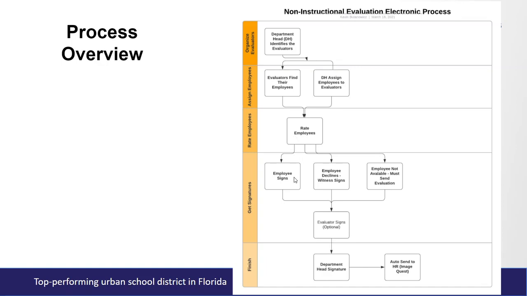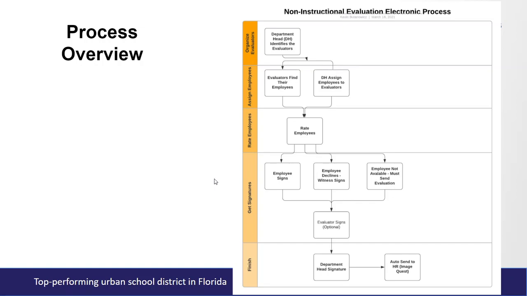And a couple of things may happen. The employee will review it and sign, or if the employee declines, it will go to a witness for signature. So let's just say in this scenario, after the evaluation has been rated, it is sent to the employee for signature. Once the employee signs the evaluation, it is locked for editing. And at that point, you, acting as the evaluator, are then the next signature to be put on the form. So after you sign, it is then sent to your department head for the final signature. And after that final signature, that evaluation will be sent to the district personnel files for that employee.